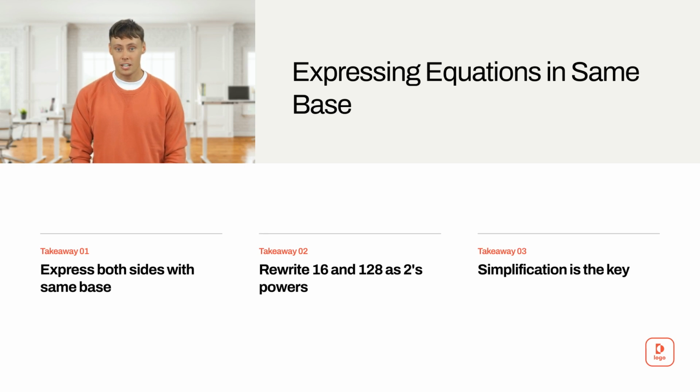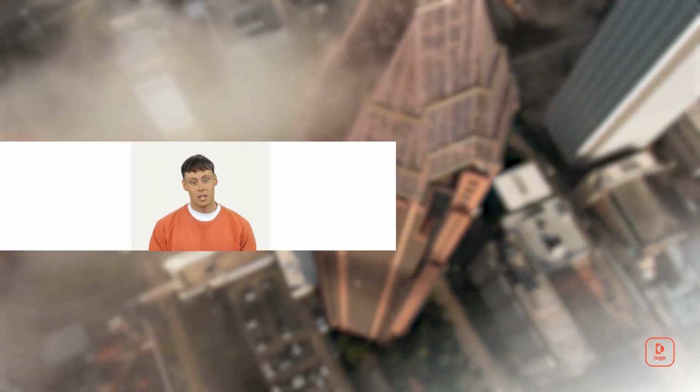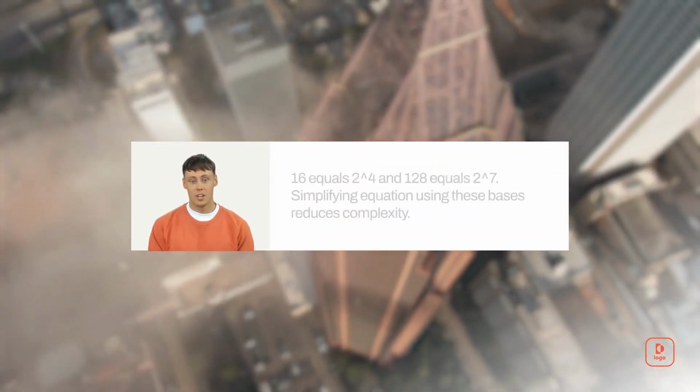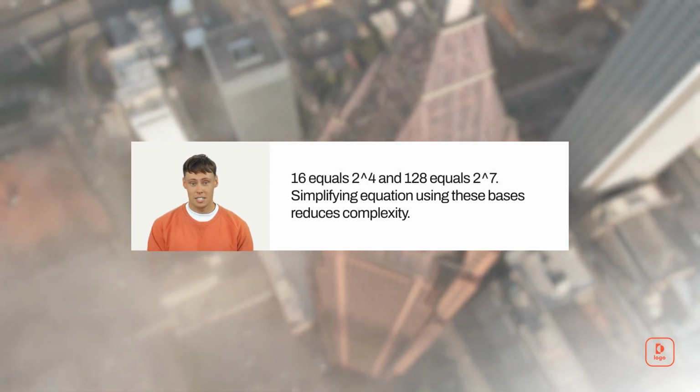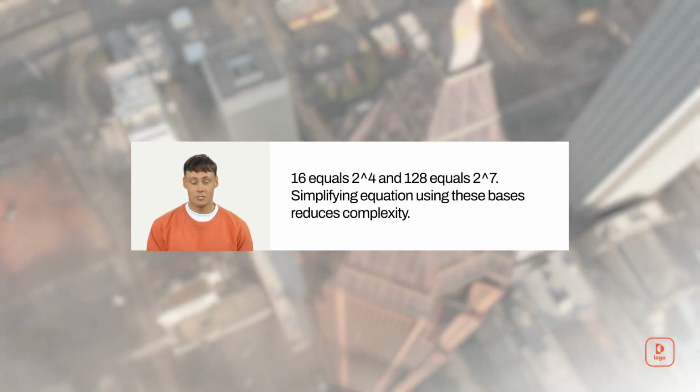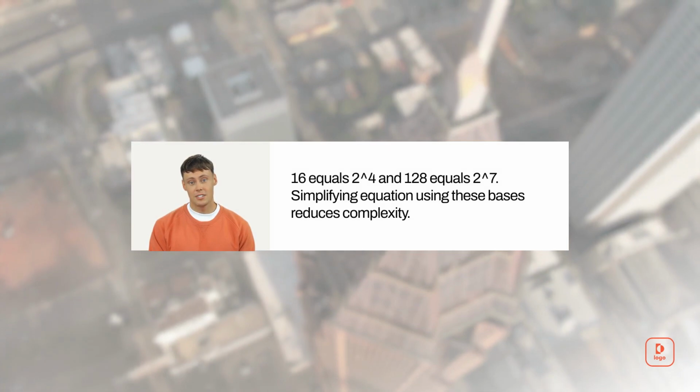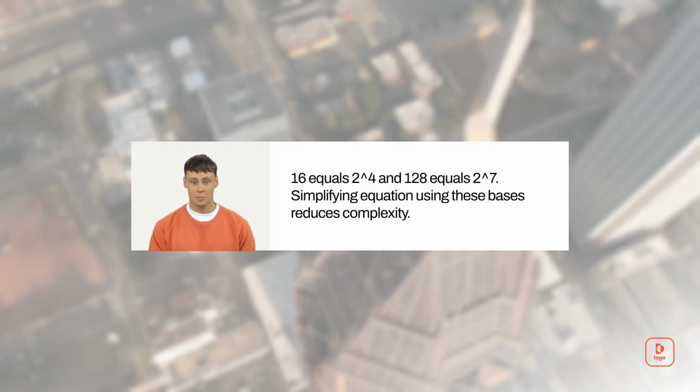For example, if we can rewrite 16 and 128 as powers of 2, we're on track. Once we establish that 16 equals 2^4 and 128 equals 2^7, we can rewrite and simplify the equation using these bases. This reduces the complexity considerably. Next, equate the simplified exponents. From 4(x-20) equals 7(x-28), we see that setting these exponents equal helps isolate x.